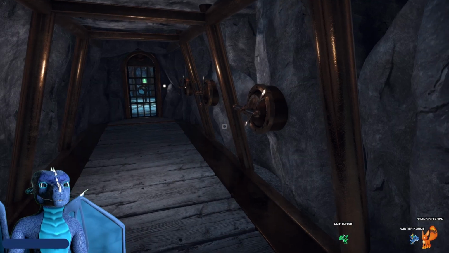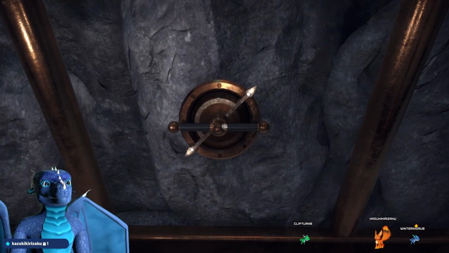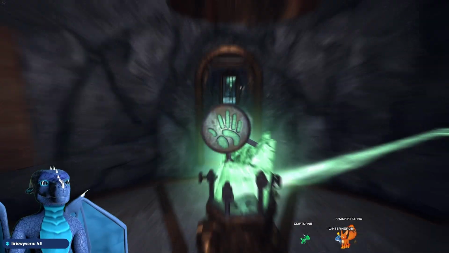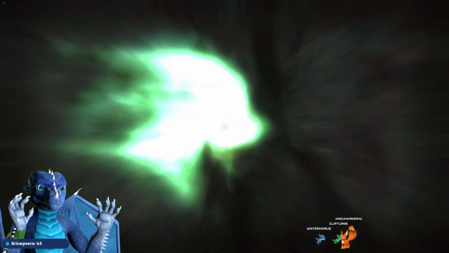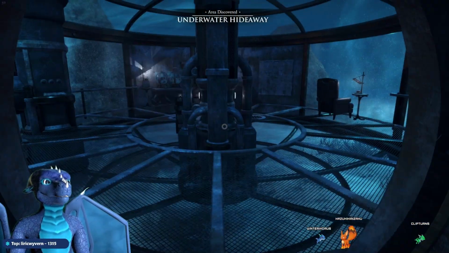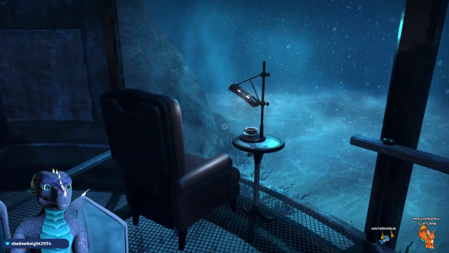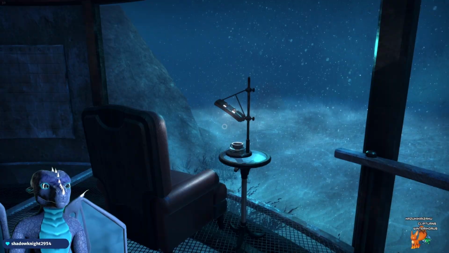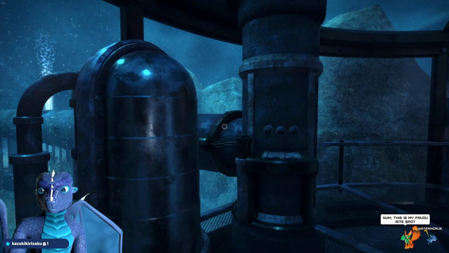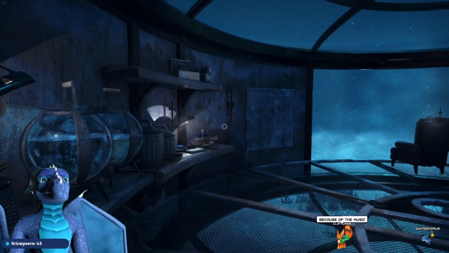The clocky design is kind of fun. Did I do the wrong diagonal? Hold on. Yes, there we go. Okay. Woo! Area discovered, underwater hideaway. This feels very mastermindy. This is your favorite spot. This whole area is really cool.